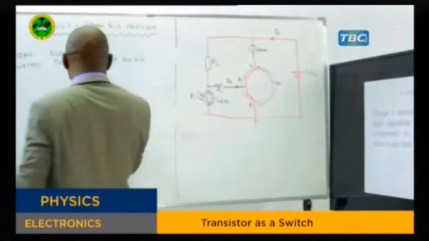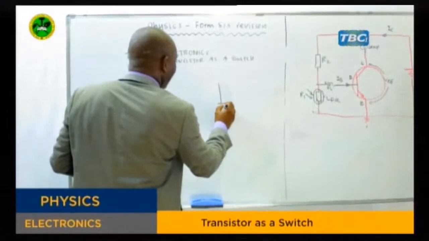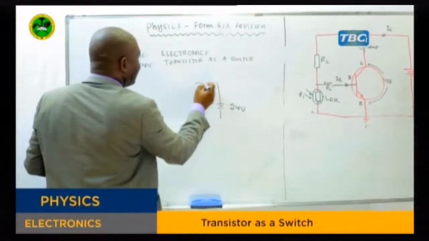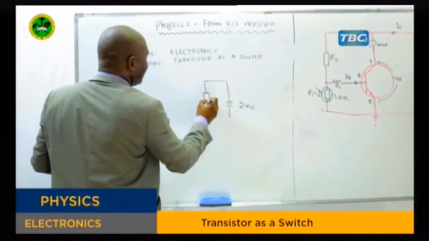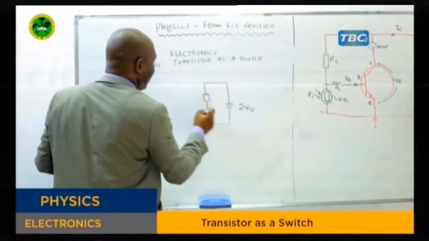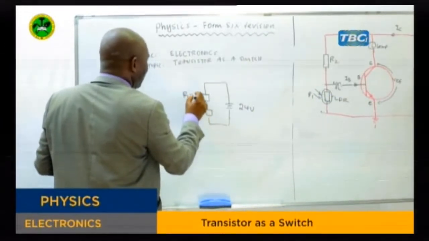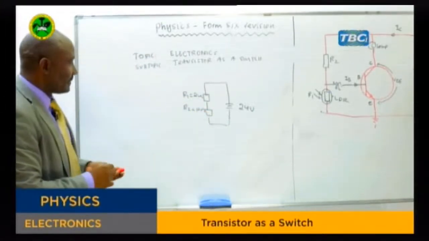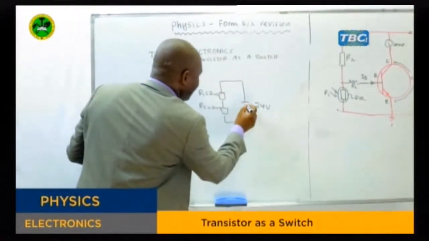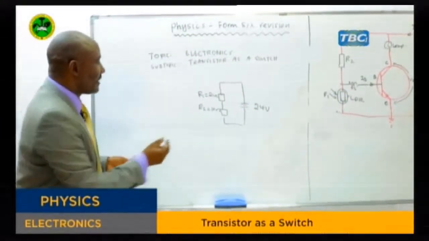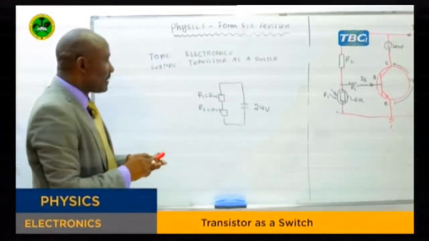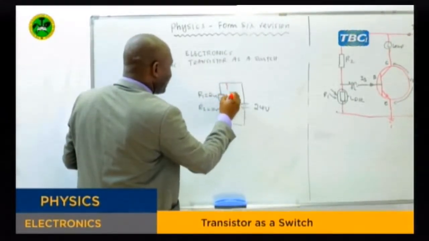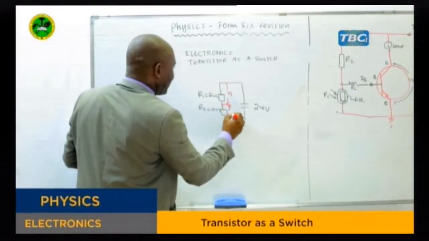For example, let's consider a circuit of this type. If you remember, this is 24 volts, this is R1, which is 2 ohms, and this R2 here is 10 ohms. So we have this to know the meaning of the potential divider. Some of the voltage will be produced here. How much has been produced here? Let's take this as V1 and this as V2.